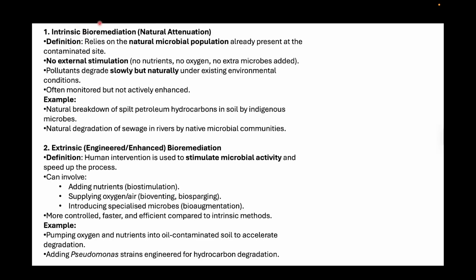Intrinsic bioremediation or natural attenuation relies on the natural microbial population already present in the contaminated site. So, in our example here, the pond containing the dye water, there are already some naturally occurring microbes present in the contaminated site. If those can be used for bioremediation, then that is a type of intrinsic bioremediation.